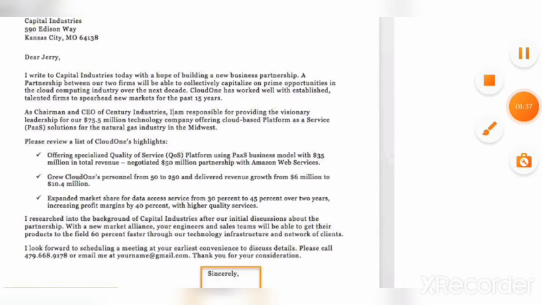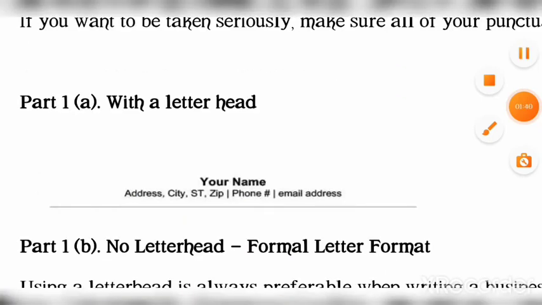Now, the letterhead is supposed to have such a format. This is the format of a letterhead: your name or company name, then address of the company, city, state, phone, email address. So that is the structure, the kind of appearance. That's how the letterhead should be.